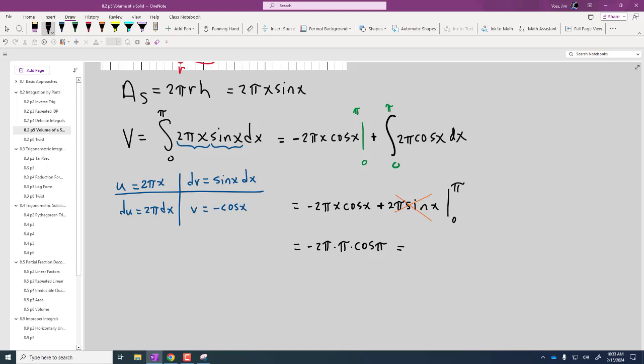Cosine of pi is negative 1. So we're going to end up with 2 pi squared. That will be the volume. Good job, Reese. I got negative. I forgot that negative one was pi. When you end up with a negative volume, you've got to be pretty concerned. If you have a negative volume, double check your signs, because something must be wrong. You should always get a positive volume.